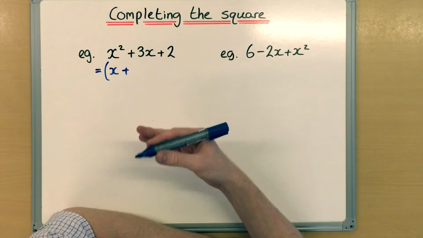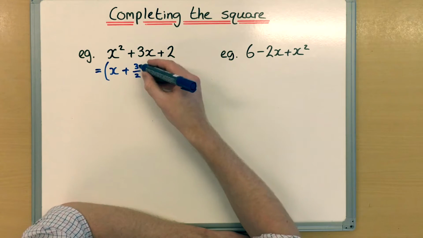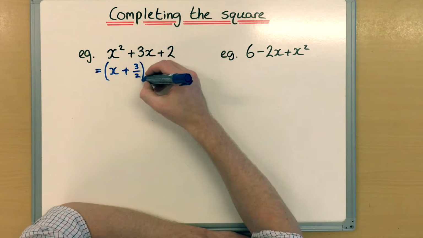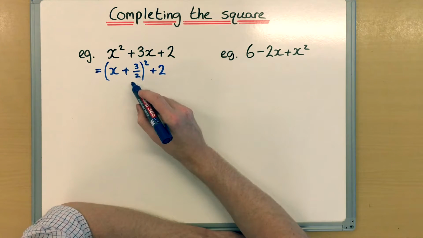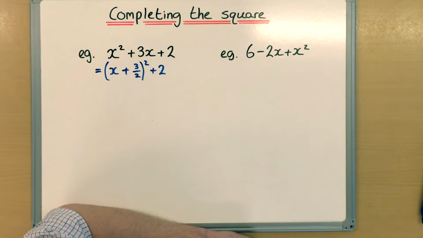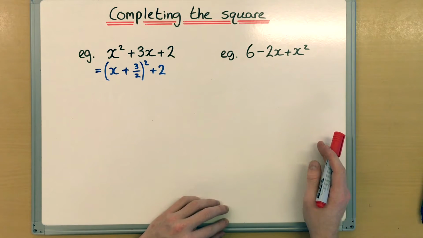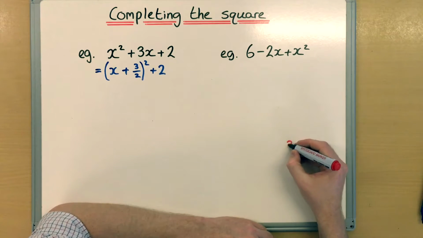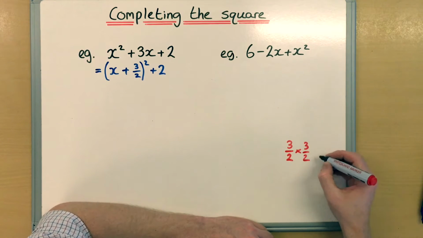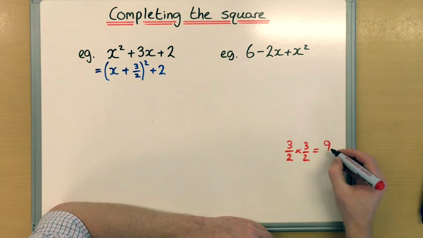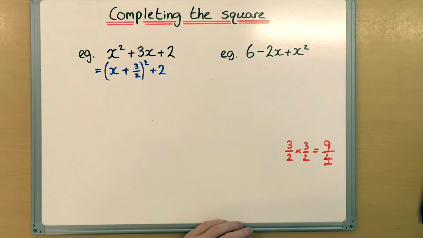Now the way to do this is not to write 1.5. The way to do this is to write it as 3 over 2, 3 halved. And we're going to put plus 2 here. Now the tricky question is, what am I going to take away here? Well, for that, I'm going to go a wee bit of space down here. I'm going to work out what 3 over 2 squared is. So 3 over 2 squared means 3 over 2 times 3 over 2. And that's going to give me 3 times 3 is 9, 2 times 2 is 4. So I'm going to take away 9 over 4.